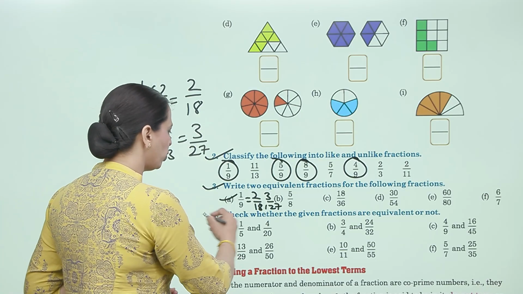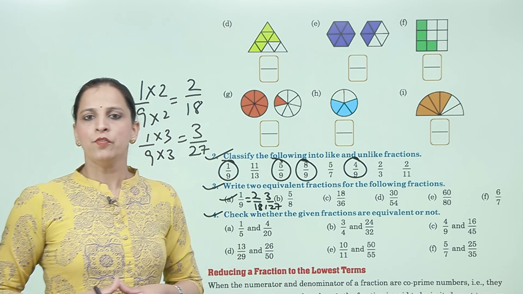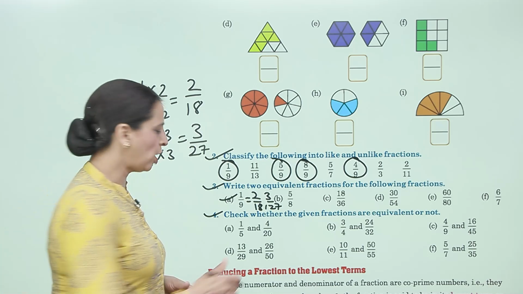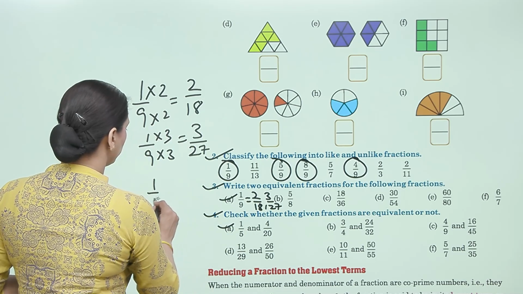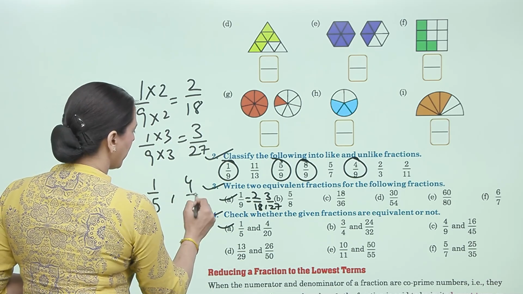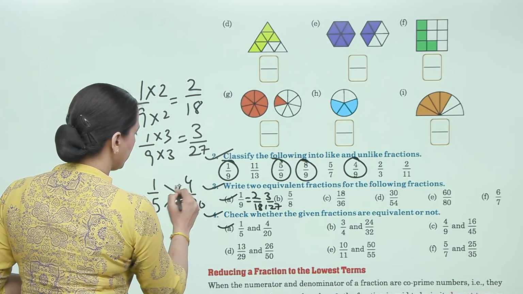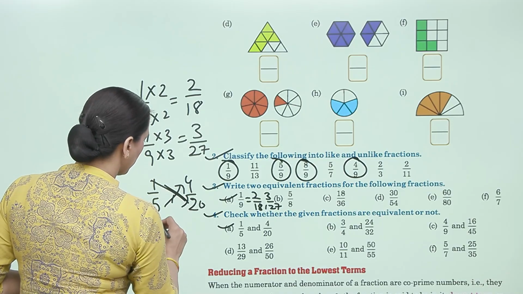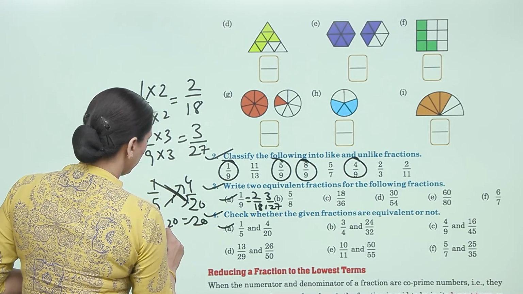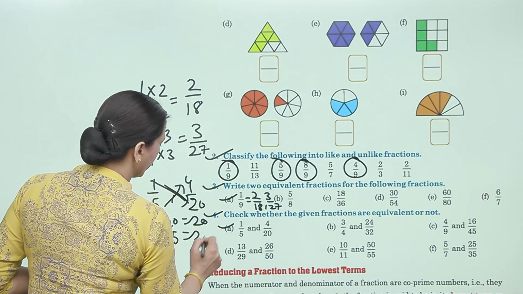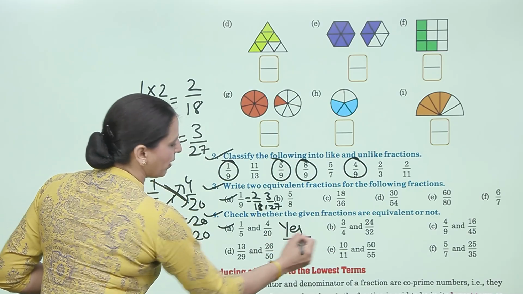Now next, question number 4, check whether the given fractions are equivalent or not. Now A part, 1 by 5 and 4 by 20. Now cross multiplication, 1 multiply by 20 is 20 and 4 5s are 20. Yes, they are equivalent fractions.